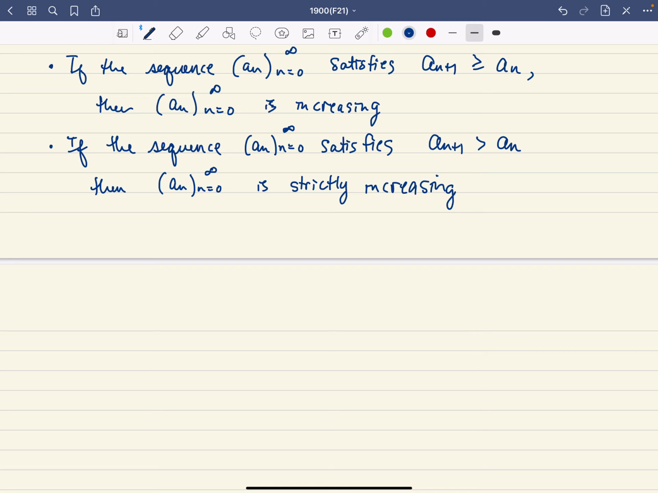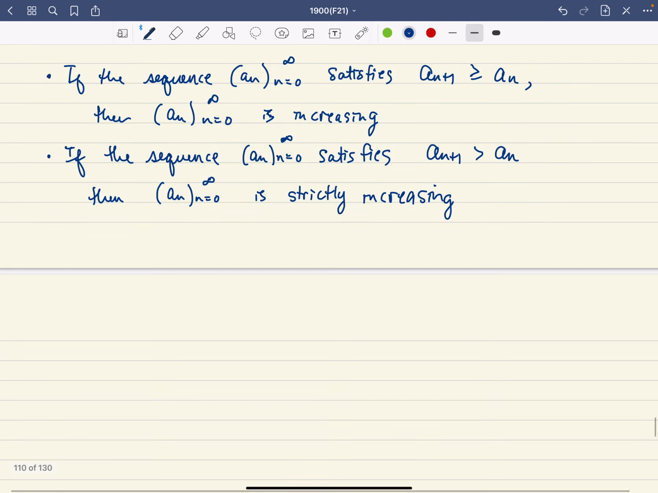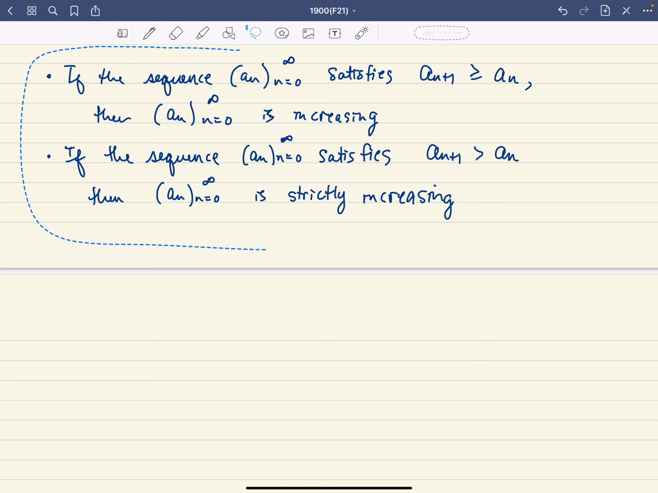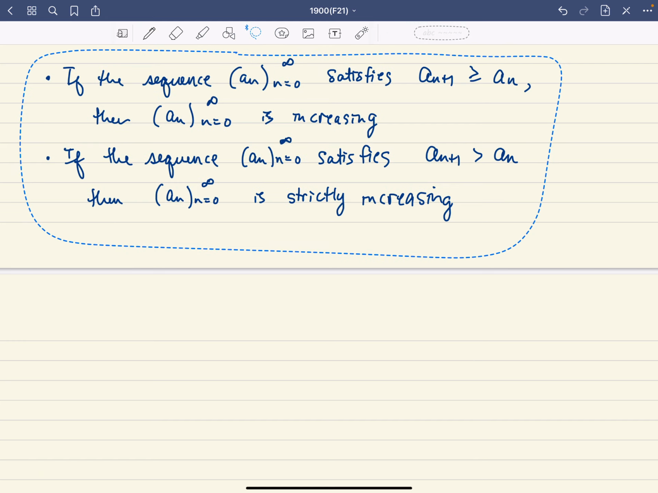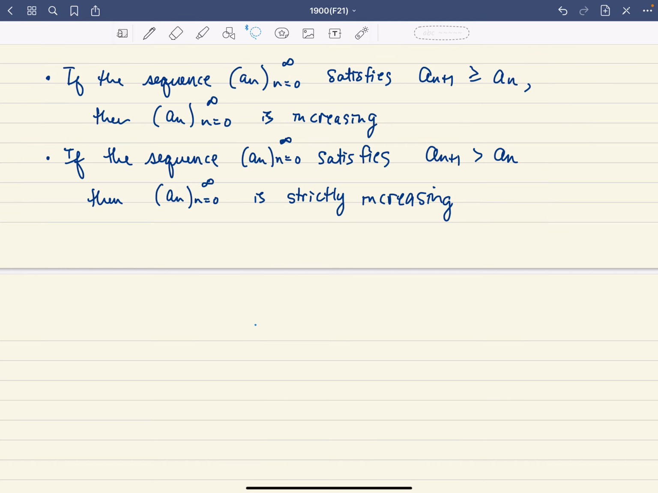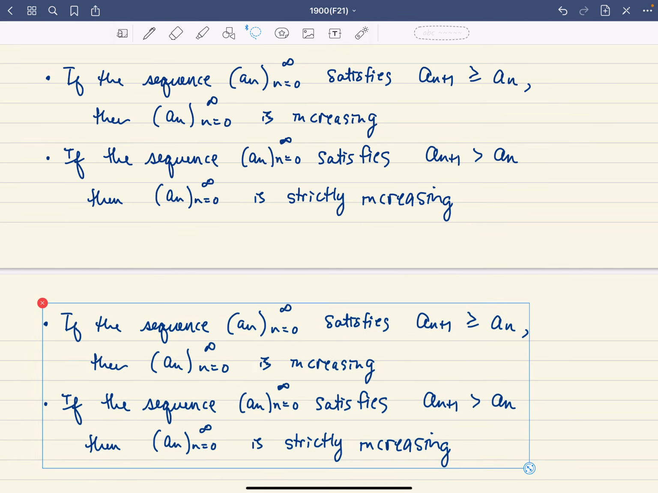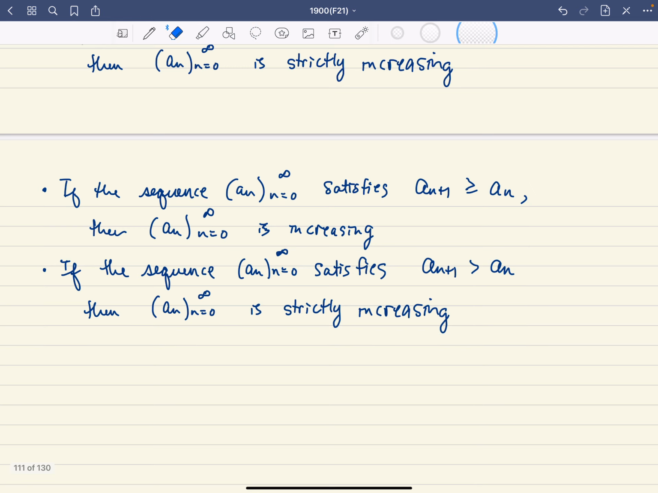If the inequality goes the other way, we call the sequence decreasing. Rather than making you watch me write this again, I'm just going to copy and paste here. If the sequence satisfies the inequality that a sub n plus 1 is less than or equal to a sub n, then we say that the sequence is decreasing. And if the inequality is strict, then it's strictly decreasing.